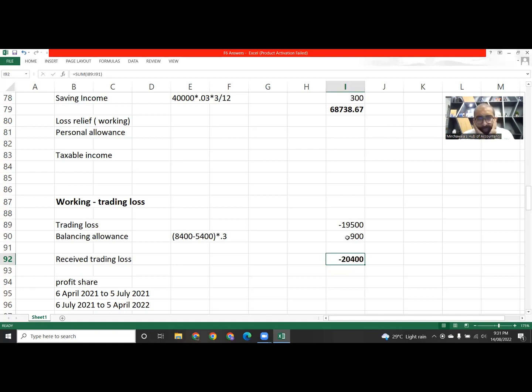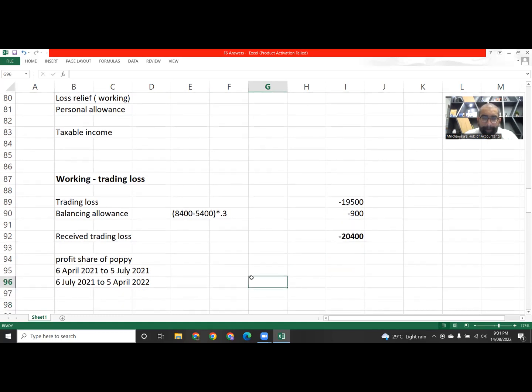Now, we all know that there is a change in partnership structure after 3 months. So the first 3 months are a separate appropriation, and the last 9 months a separate appropriation. Profit share of Poppy. Now, how to do it? It's 20,400 times 1 divided by 3.